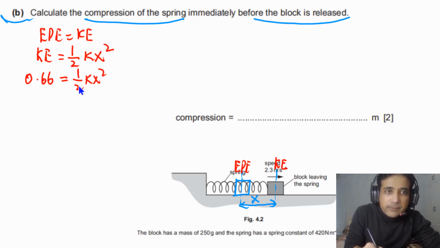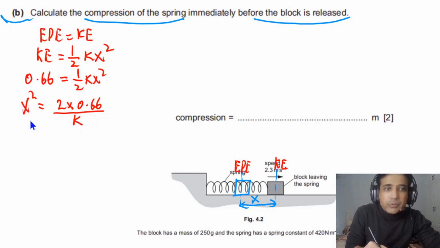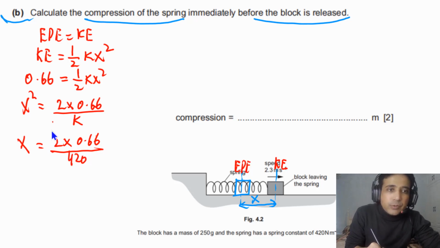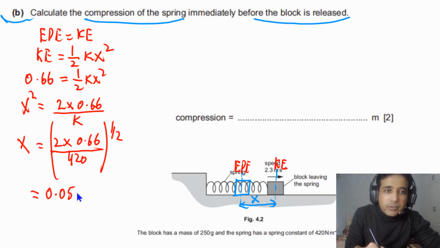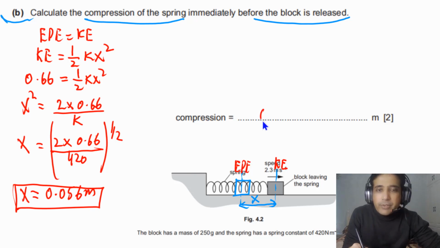So we can write x squared equal to 2 times 0.66 divided by k. We need to calculate x, so we have to take the square root on both sides, and we can also plug in the value of k. k in this case is equal to 420. If we take the root of this, we can find the value of compression, and the compression will be equal to 0.056 meters up to 2 SF. So this is our final answer. We can write it here: 0.056. So this is the final answer.